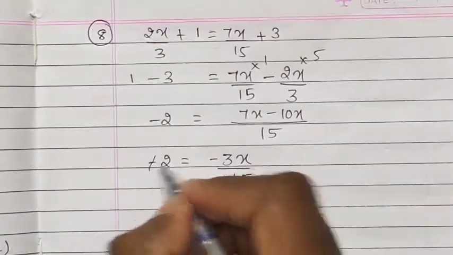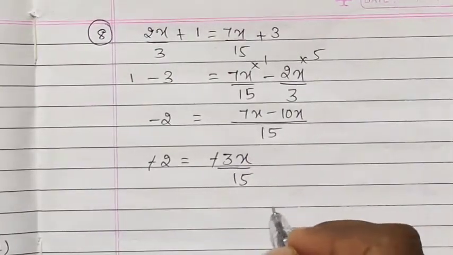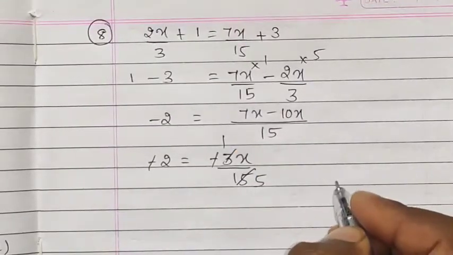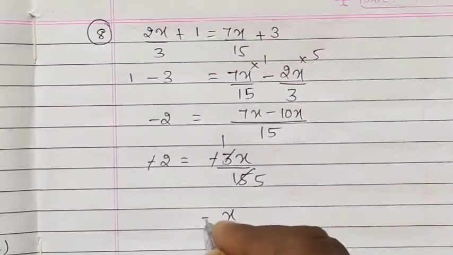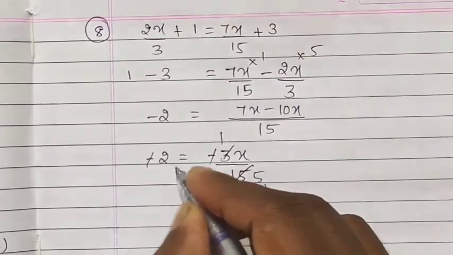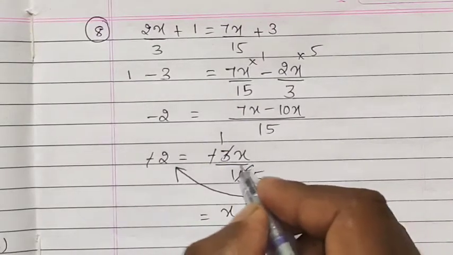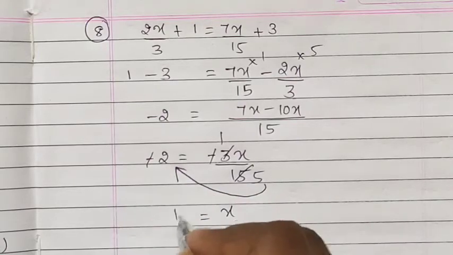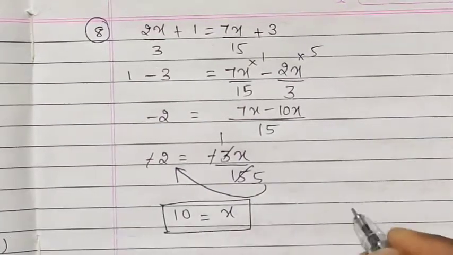Next, this minus left side, minus right side, minus gets cancelled. 3 1s are 3, 3 5s are 15. Since we want the value of x, the denominator 5, after shifting to the left side, will become multiplication. Division number after shifting will become multiplication. 2 5s are 10. It means you got the x value as 10.